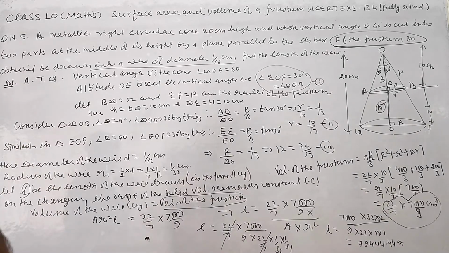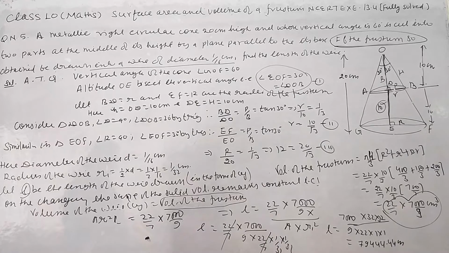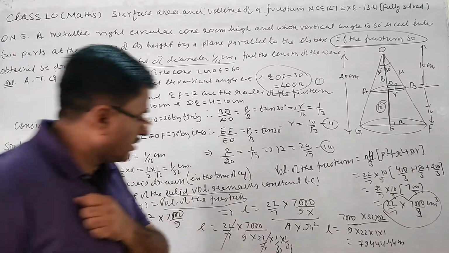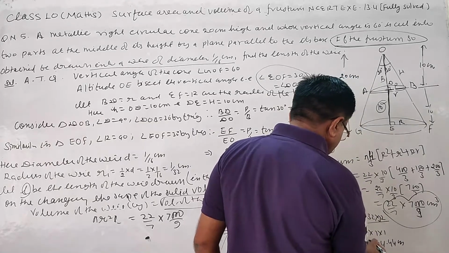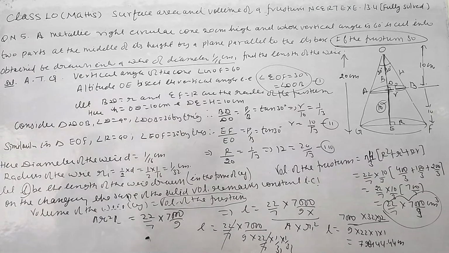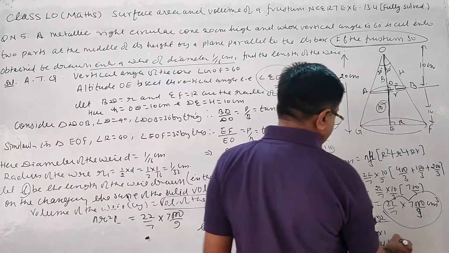So 794.44. 79.7964. We have calculated wrong. This 6 is also there. 79644.2. So if you convert into centimeter, this is.